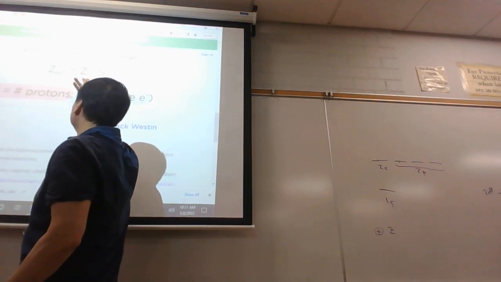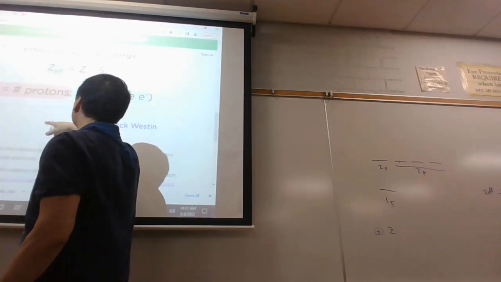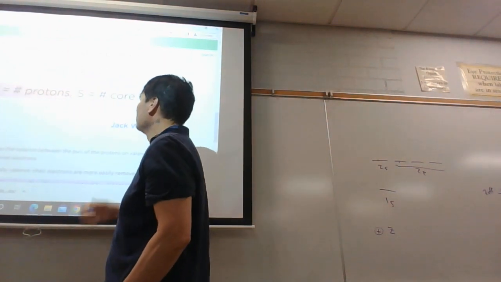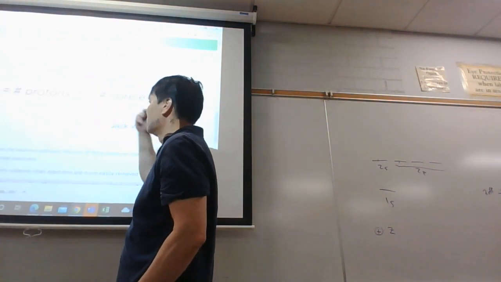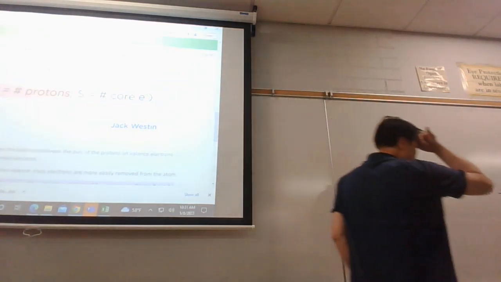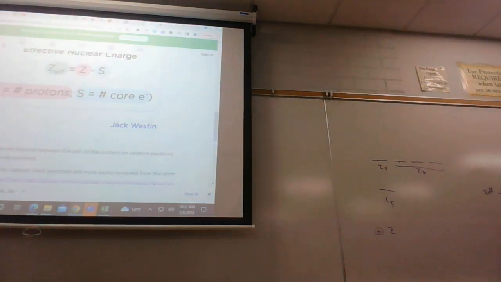Z effective is equal to Z minus the shielding. And here they oversimplify it by saying the shielding is only due to core electrons. In this case, it would work. But when we get to something like this, then it doesn't work quite so well. It is true that the core electrons shield 1 for 1. So for every core electron, we lose one of the positive charges. That's what that equation is saying.